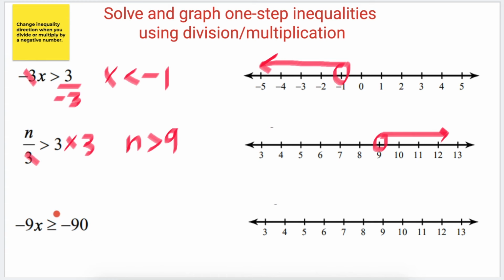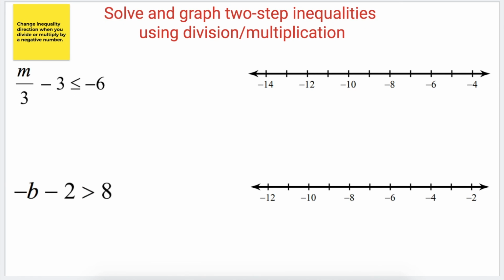In the final example here, I have negative 9 times x greater than negative 90. So I need to do the opposite of multiplication, which is division. I'm going to divide both sides by negative 9, and the negative 9 that's on the left side here cancels out, and I have x remaining, and I need to change the sign to less than or equal to positive 10. So I'm going to locate 10 on my number line, draw a circle and shade it, and then I'm going to draw my arrow going to the left side because I want all the x values that are less than or equal to 10.